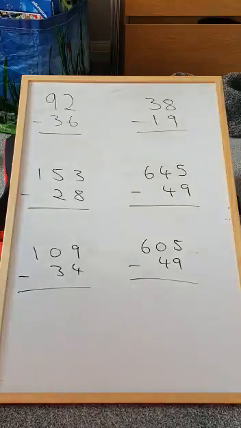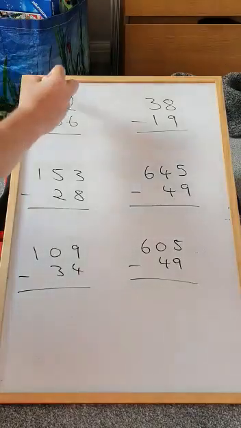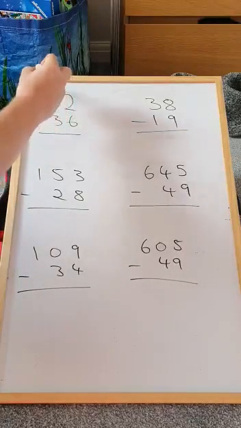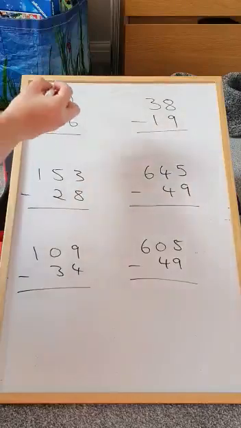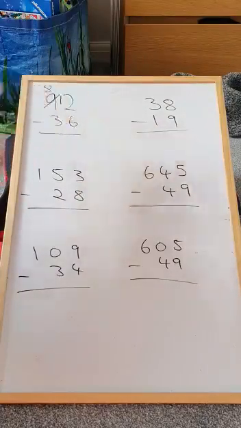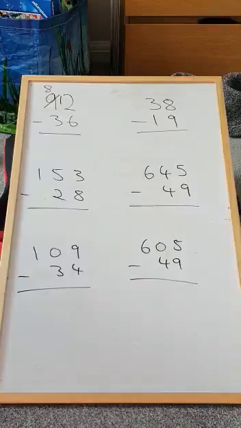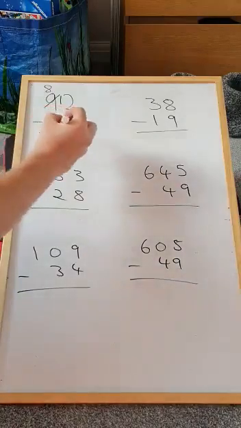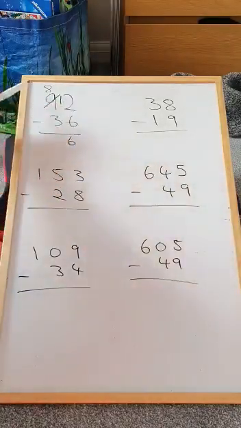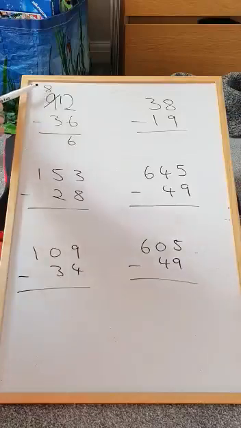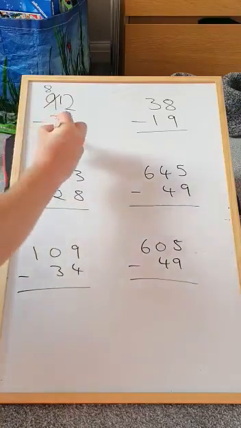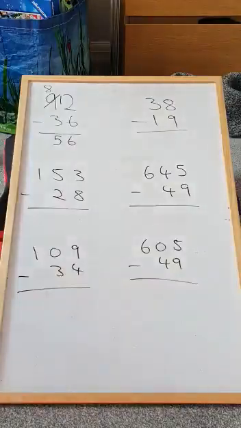So if we look at our ones column, we've got 2 take away 6, which we cannot do in column subtraction. So we need to borrow from our tens column, so the 9 becomes an 8, and because we borrowed 10 and moved the 10 across, we've now got 12. 12 take away 6 is 6, and then our 9 has become the 8, so 8 take away 3 is 5. So our answer to that question is 56. Move across to the next one.